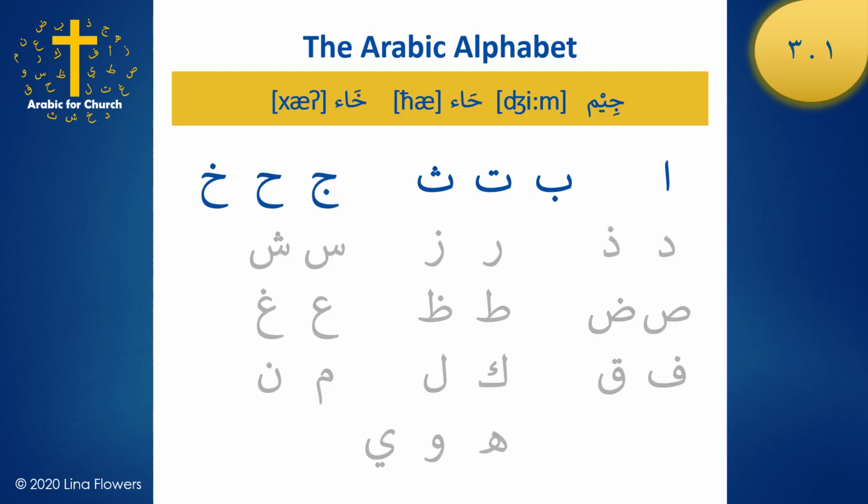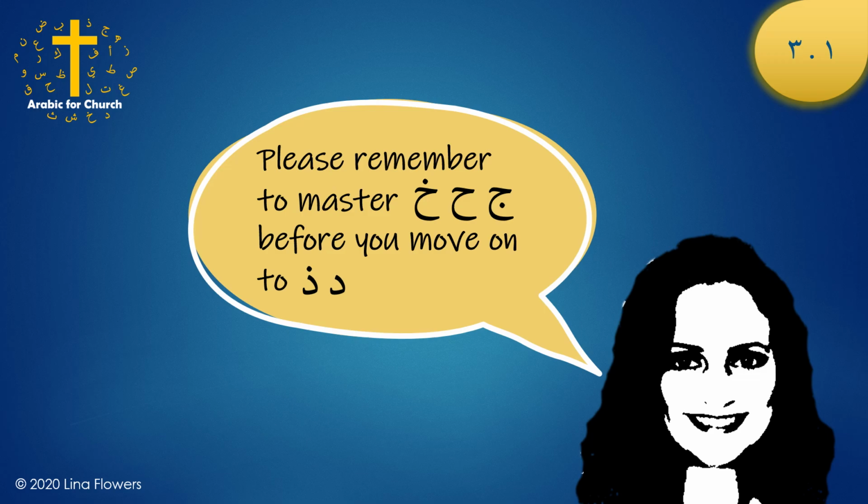So far we've covered 7 letters in the Arabic alphabet. Our letters for this video were jim, ha, and kha. So once you're done with letters jim, ha, kha, and you've done all the exercises and you got a full mark on the quiz, you can move on to lesson 1.4 and learn letters dal and dhal.